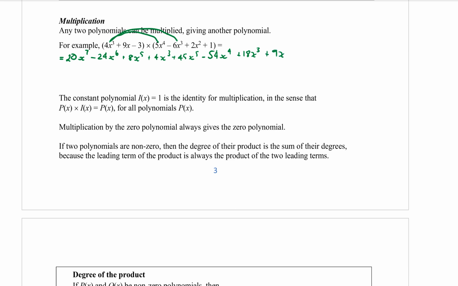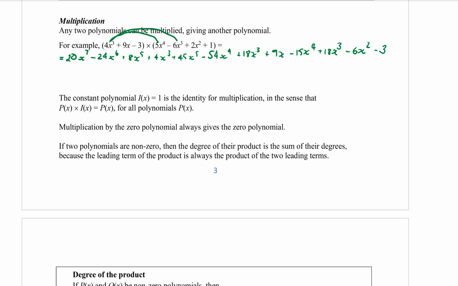And finally, the minus 3. Minus 3 times 5, minus 15, x to the power of 4. Minus 3 times minus 6 makes a plus 18, x to the power of 3. Minus 3 times, what was I up to, the 2? Minus 6x squared, and minus 3 times 1 is minus 3.